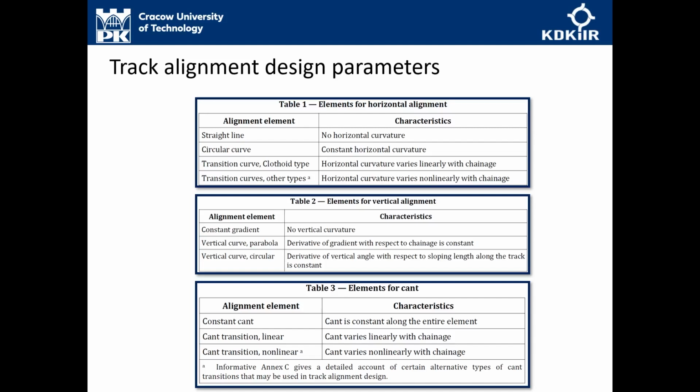The second group of elements are elements for the vertical alignment. And here we already have two types of section. We have a section with a constant slope, in example a straight section with a constant gradient. And we have vertical curves, parabola or circular type. The third group of elements is the elements associated with the cant. We have the constant cant, linear cant transition, and cant transition with non-linear transition, for example the sinusoid, and without transition.